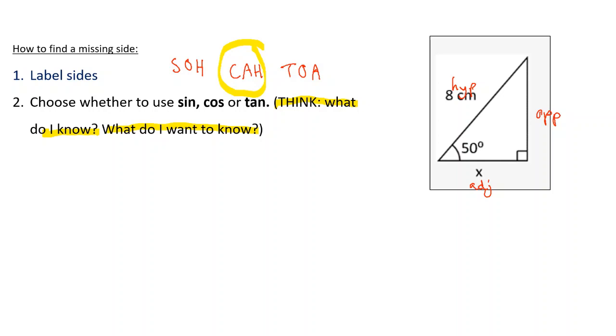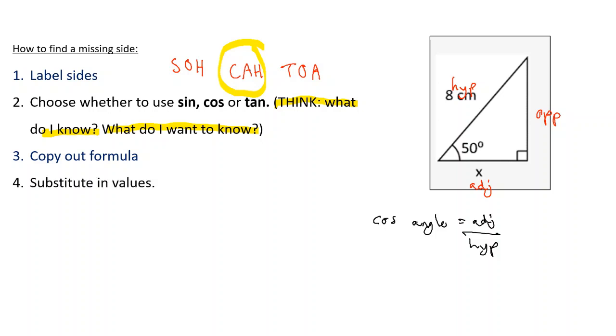Next step. We write out the formulas. Those formulas that you should have written down earlier, I want you to write out the formula that you're going to be using for a particular question. So in this case, my formula is going to look like this. It's going to look like cos angle equals adj over hyp. Like that. Horrible writing, but you get the idea.